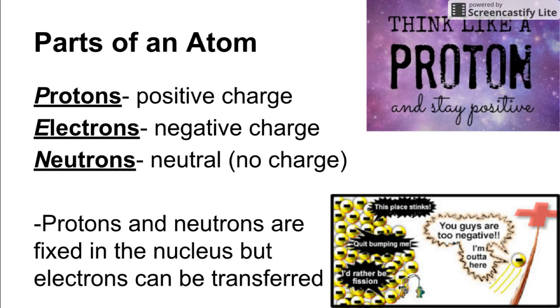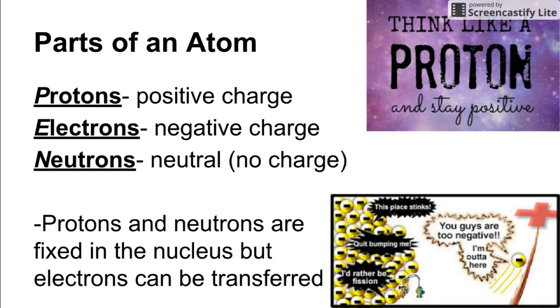Now, the parts of an atom, if you remember the word PEN, that will help you remember the parts of an atom. We have protons, the P, electrons for the E, and neutrons for the N. Protons are the positive charges, electrons are the negative charges, and neutrons are the neutral or no charges. Now, we just saw in the last slide that protons and neutrons are in the nucleus. They don't move. The electrons are the ones that are flying around in an electron cloud outside of the nucleus. These are the ones that can be transferred from object to object.